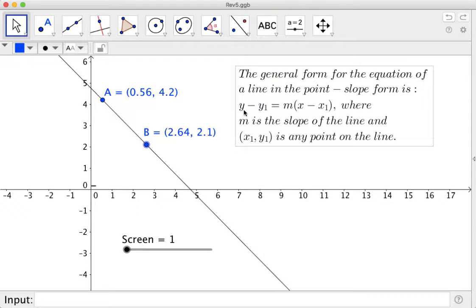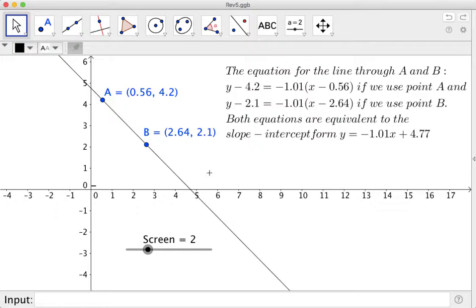So the general form is y minus y sub 1 is equal to m times x minus x sub 1, where m is the slope of the line and (x1, y1) is any point on the line. Whereas x and y represent the general points on the line, x1 and y1 represent specific points.